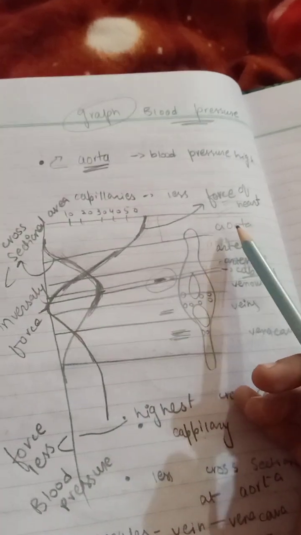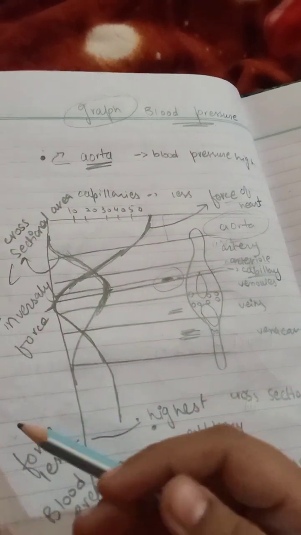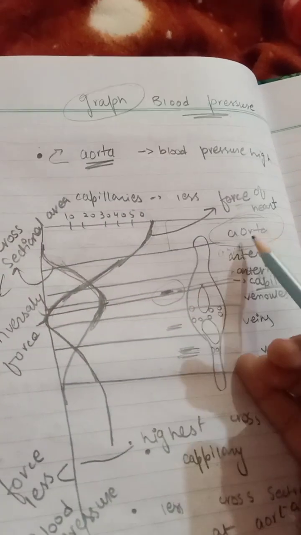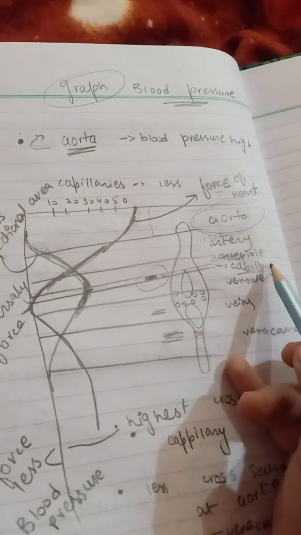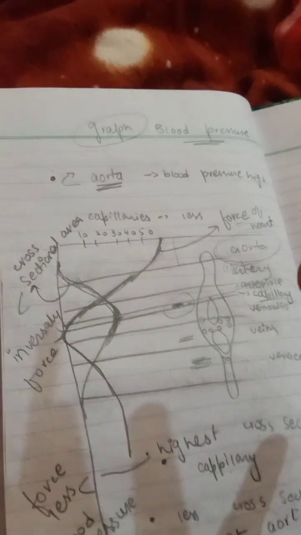Your question may arise: why does the aorta have more blood pressure? Just because it is nearest to the heart, and the capillary is very far from the heart, so that's why the pressure is less at the capillary and highest in the aorta. So this was about the graph of blood pressure.